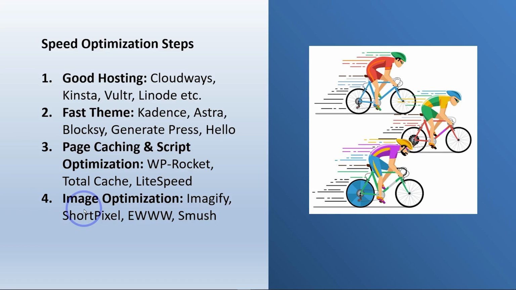And finally, step four, image optimization. You just want to make sure all the website's images are the correct size and compression to match the screen that the viewer is using. There's plenty of plugins that do this automatically. You've got Imagify, ShortPixel, Optimole, and Smush. There's probably a few others, but these are the most popular ones at the moment.